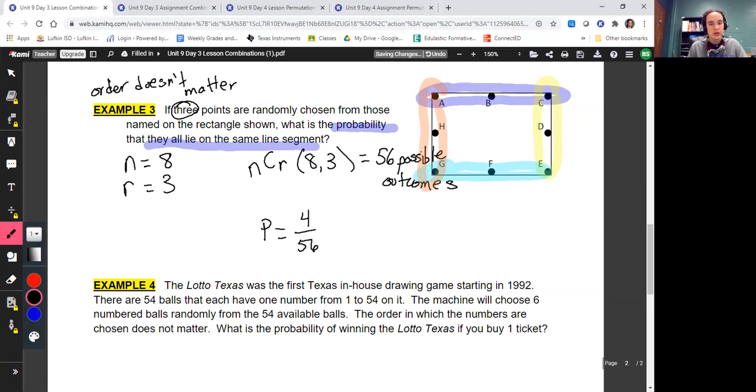We need to check and make sure this doesn't reduce. So we've got to reduce our fractions. 4 out of 56 reduces to 1/14.